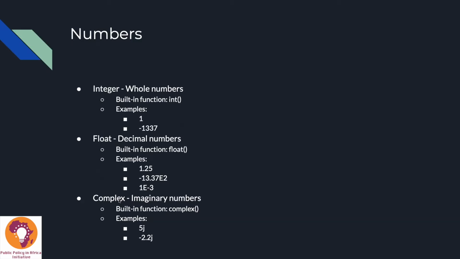And then finally, we have complex numbers. Complex numbers are imaginary numbers. For those of you familiar with math, this is typically denoted with the i in math, where i is the square root of negative 1. The built-in function for that is complex, and it has parentheses after it. In Python, though, and this is a little unfortunate, you use j for that complex imaginary number. So this would be like 5j or -2.2j.